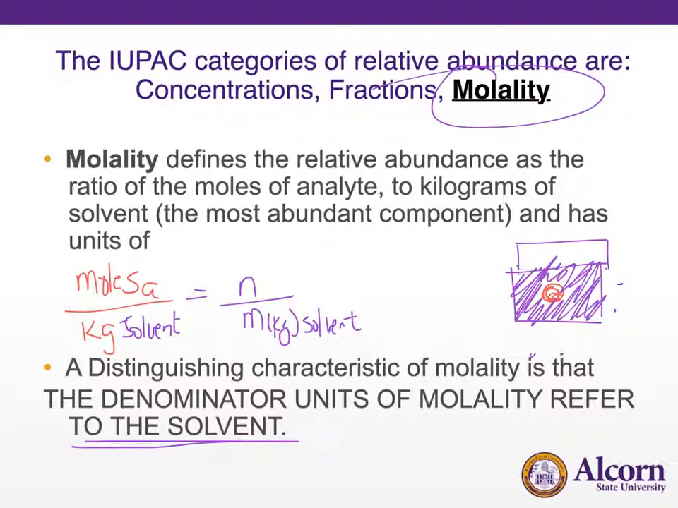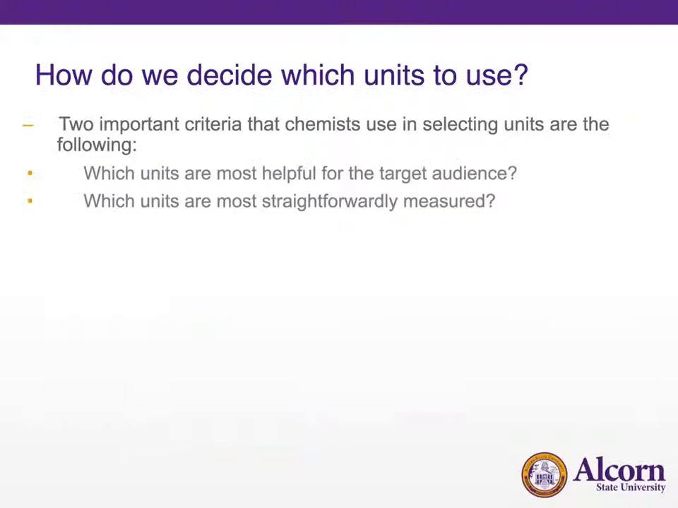All right. So now, when you use each one of these expressions of relative abundance is going to depend on several different factors. First of all, we've got our concentration, we've got our fractions, and we have our molality. Now, like I was saying, how do we know which units to use? You have two defining criteria. The first one is, who is our audience? What is going to be the best way to describe this amount or this relative abundance to our audience? And the second is, which ones are measured in the most straightforward fashion?